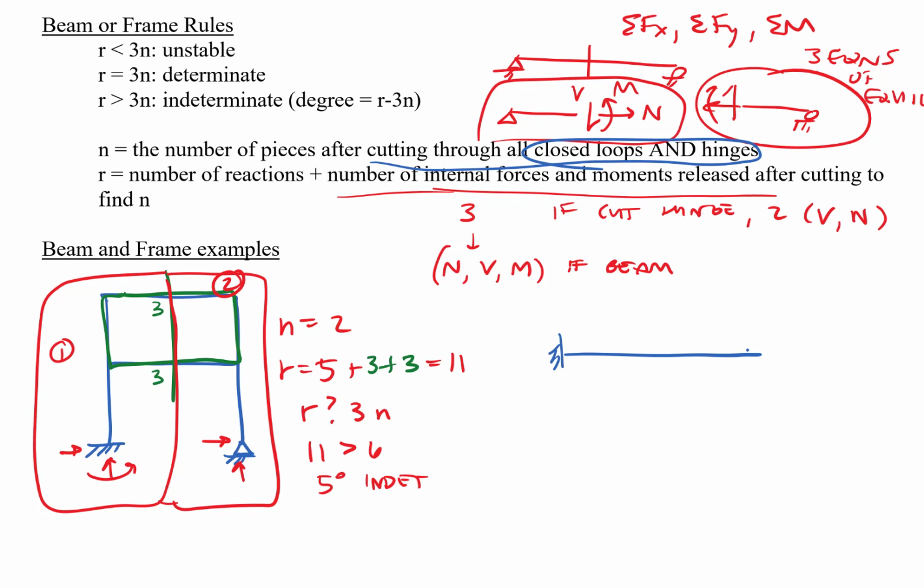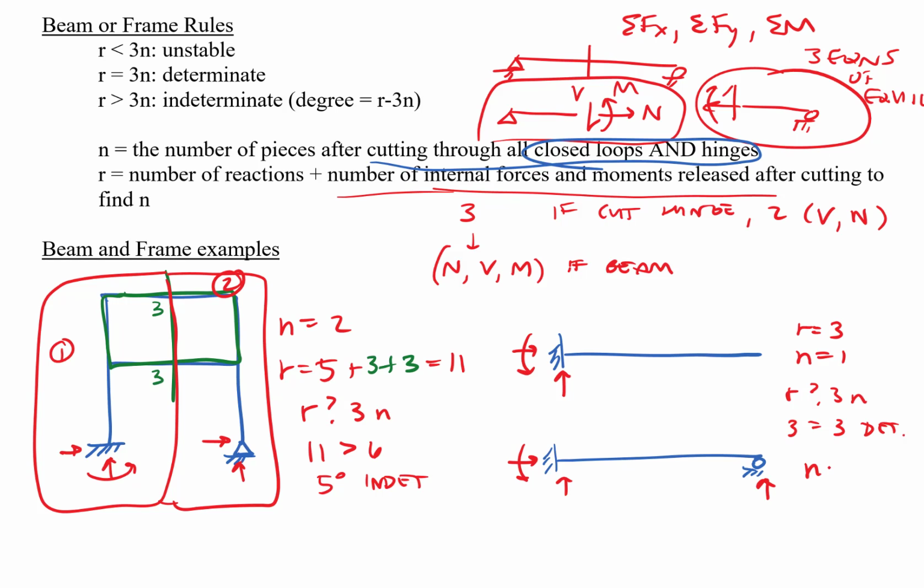Take another member. So I start off with a cantilever. This has 3 reactions. So R equals 3. I don't need to make any cuts because there's no closed loops or hinges, so I have a determinate structure. If I add on a support, this is called a propped cantilever. Now n is still 1, R is 4. I'm 1 degree indeterminate.